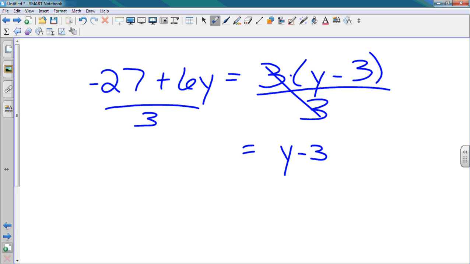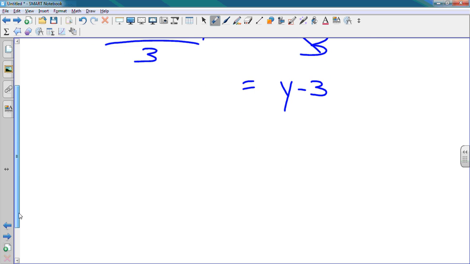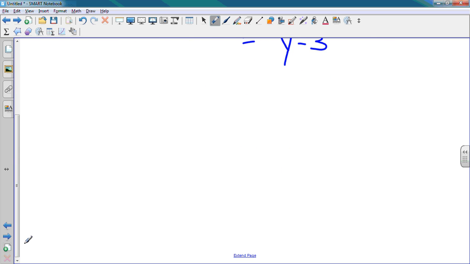Now, on the other side, there is a reason that I divided by 3 instead of distributing that 3 through the parentheses. Is 27 divisible by 3? Yes. Is 6 divisible by 3? Yes. That is why I divided by 3. Now watch. I want you to remember back to last week when we added fractions. When you add fractions and you have a common denominator already, how do you add fractions? Like for instance, negative 27 over 3 plus 6y over 3.